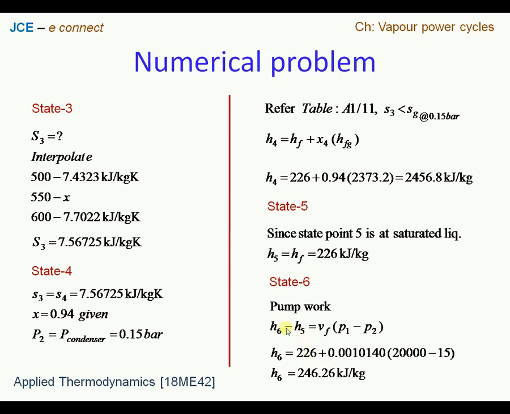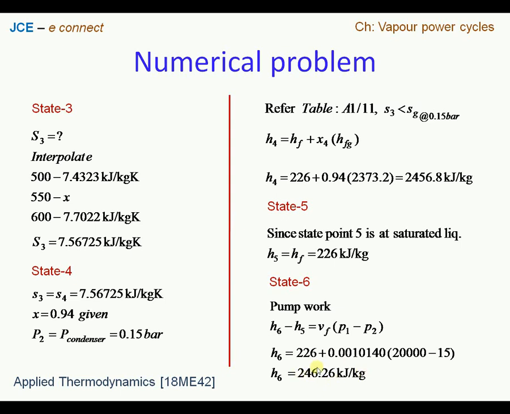For H5, we are going to take minus H5 to the other side of the equation, so this becomes positive, plus Vf from the data table we note down, and pressure is substituted in terms of kilopascal here, that comes to 20 kilopascal, which is 200 bar, and then the condenser pressure is 0.15 bar, which is substituted here in terms of kilopascal, that is 15 kilopascal, and we get enthalpy at state point 6 as 246.26 kilojoule per kg.